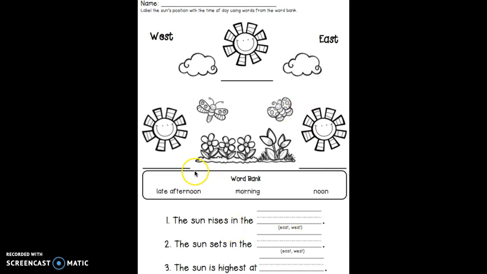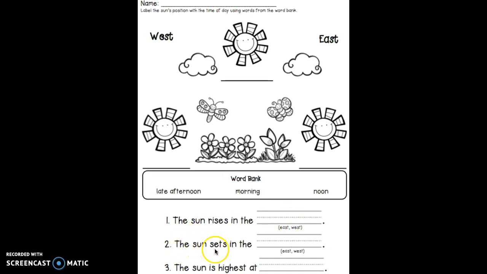The next thing you're going to do after you fill in the blanks and label the positions of the sun, you're going to fill in the sentence. I started the sentence for you. The sun rises in the, does it rise in the east or the west? If you don't know, make sure you listen to that song. You have to write east or west here, depending on if you remember where it rises.